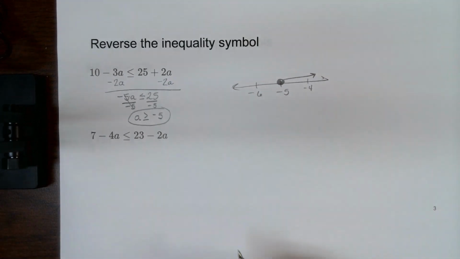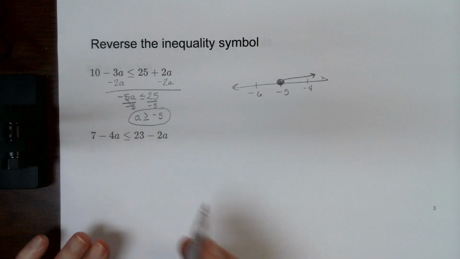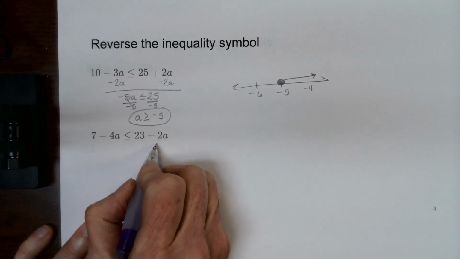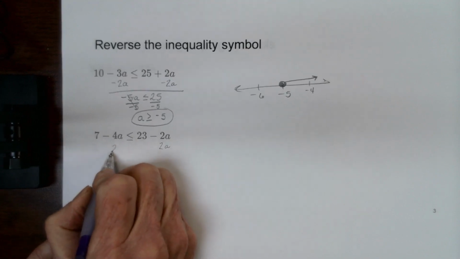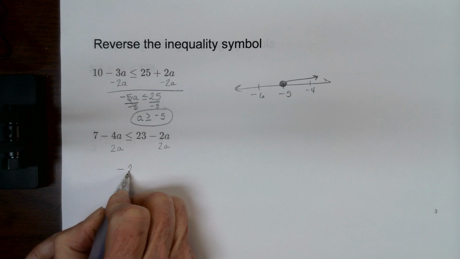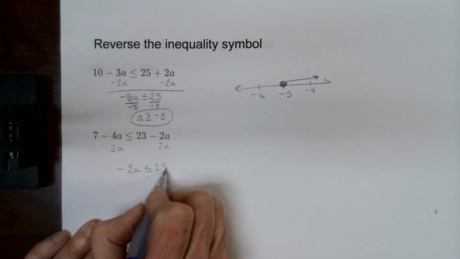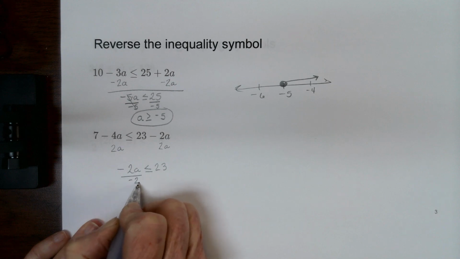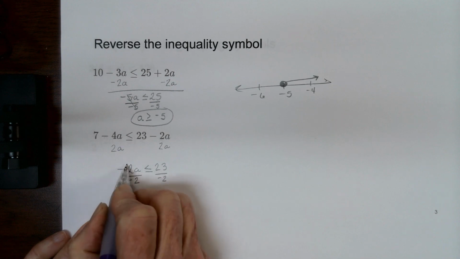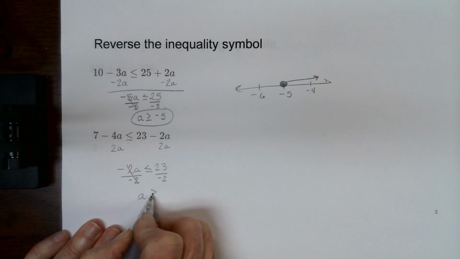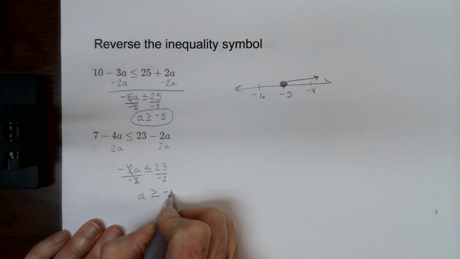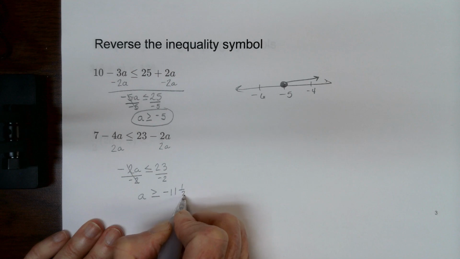Now pay attention to the instructions because it either says solve and graph or just solve. It might say solve and check, which means you would have to plug it back in and see if it works. This one, I need to add a 2a to both sides. So I have a negative 2a on the left side is less than or equal to 23. I'm going to divide by the negative 2. That's going to switch the direction of the inequality. It's going to go there, negative 11 and 1/2 times.